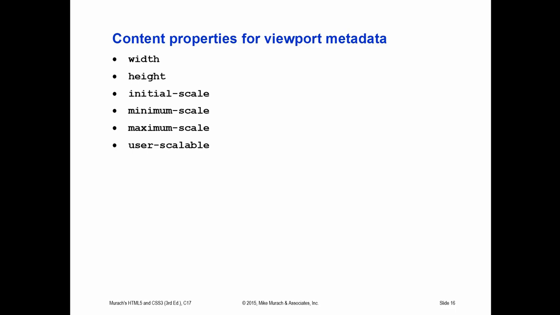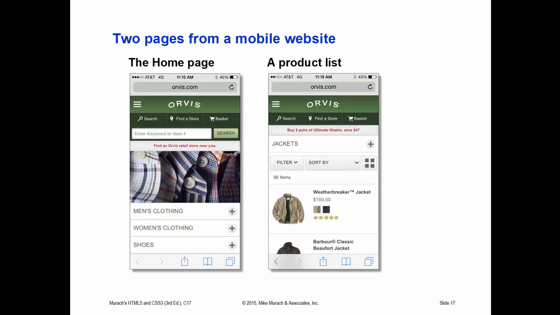that indicates the initial zoom factor that's used to display the page, minimum scale and maximum scale, which both represent numbers that indicate either the minimum zoom factor for the page or the maximum zoom factor for the page, and user scalable, which indicates whether the user can zoom in and out of the viewport. Yes and no are the possible values. So the viewport on a mobile device is what determines the content that's displayed on the page. There's a couple of examples here.